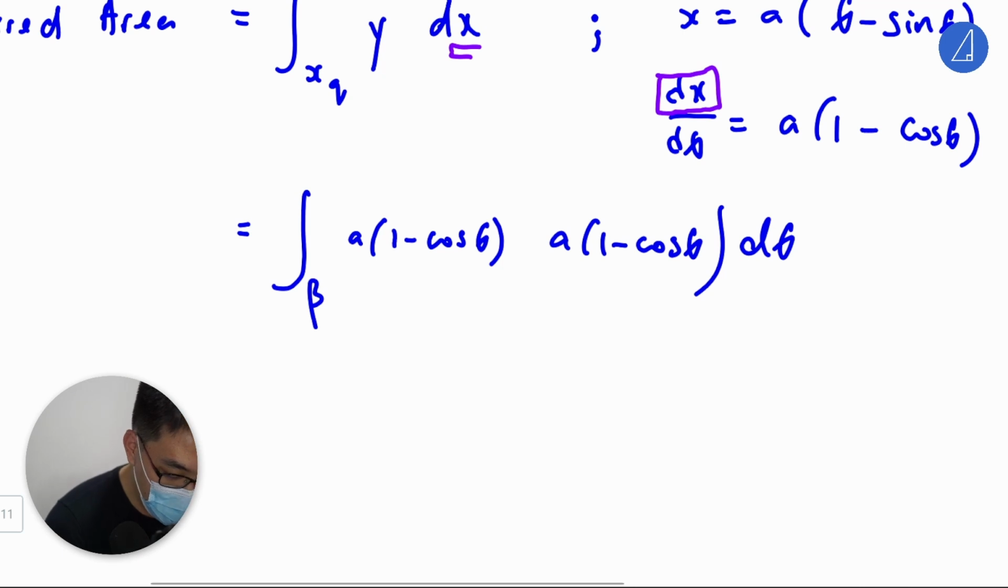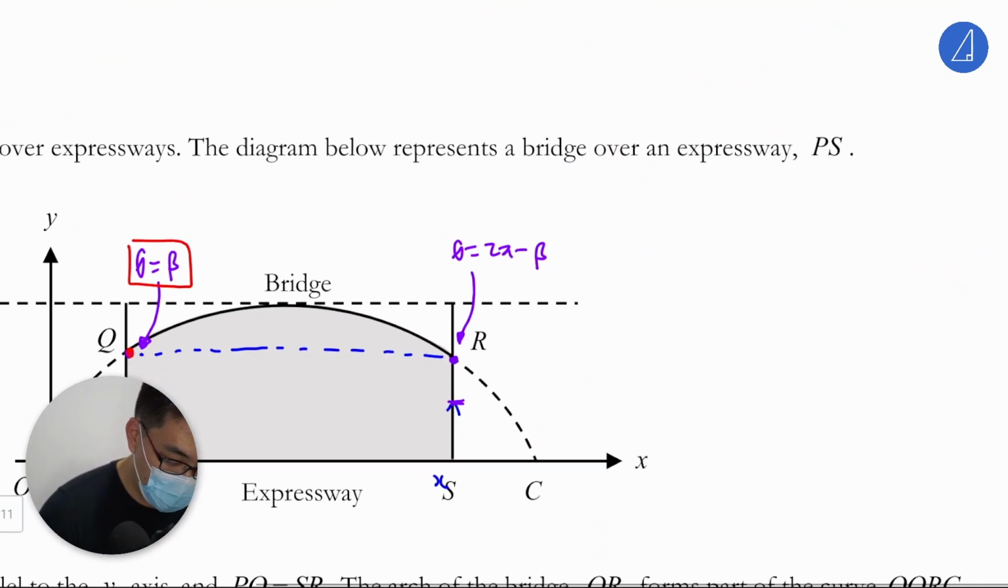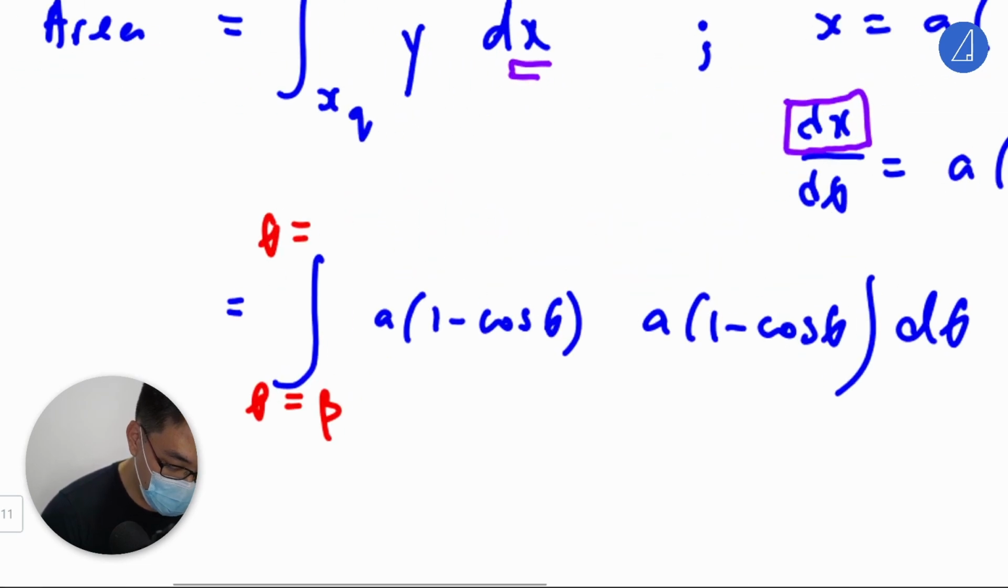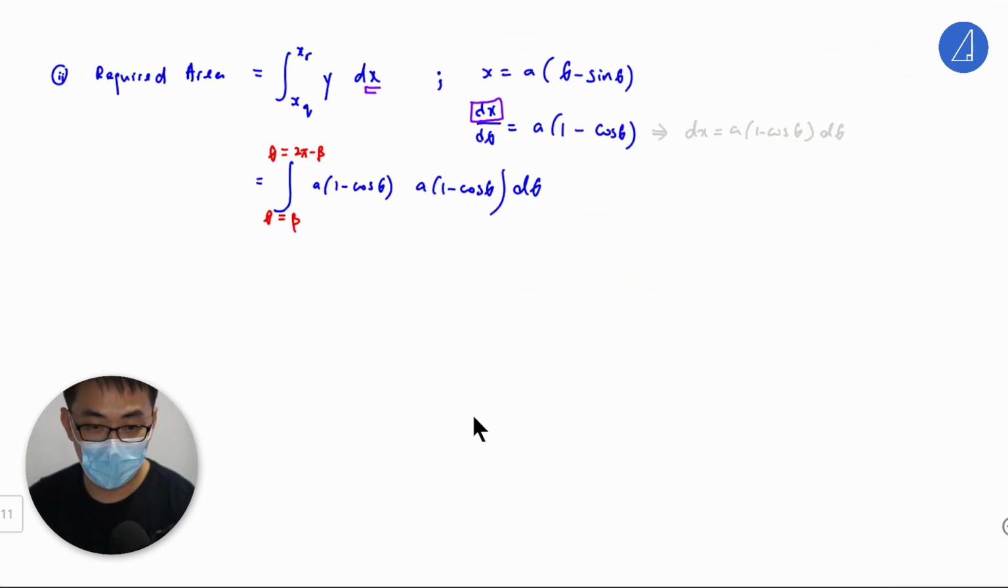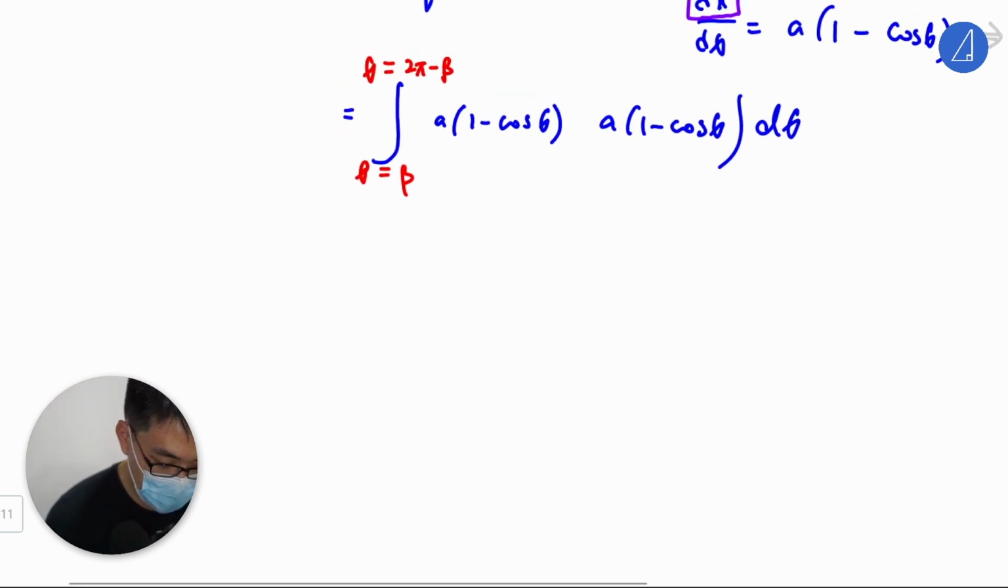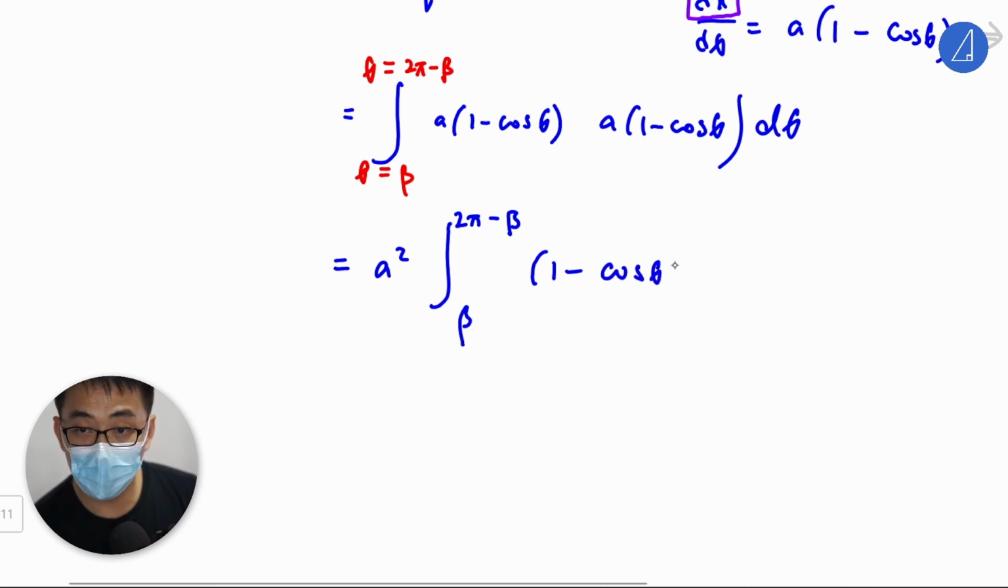Maybe I should use a red color so that you remember forever. So this is beta, theta. Then this one over on top will be 2 pi minus beta. So this is 2 pi. Here, make a square outside. So a square, beta, 2 pi minus beta. This will be 1 minus cosine theta square d theta. Pretty okay.